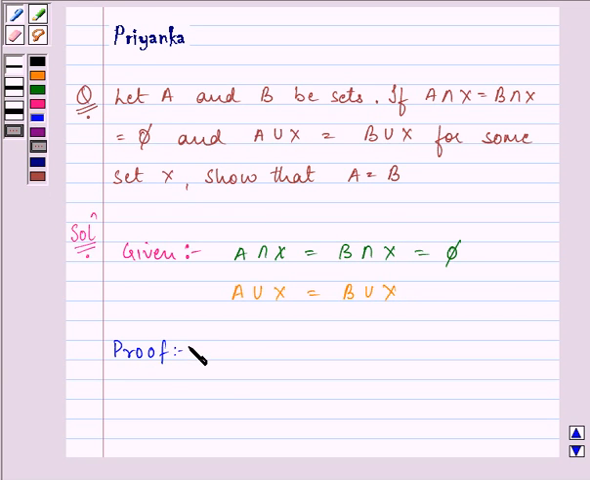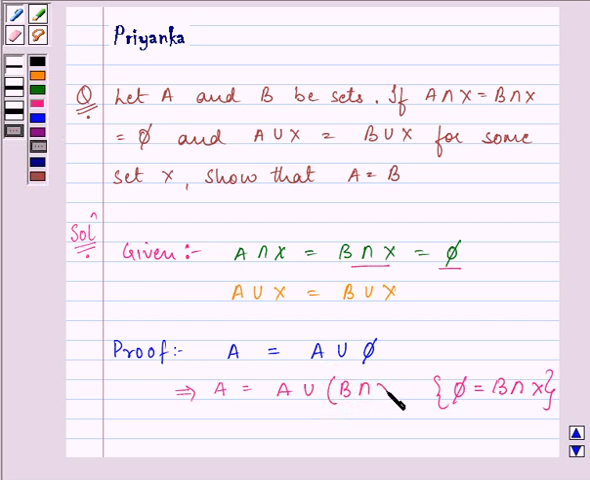Let's start with our proof. Now, we can write set A as A union phi, right? We can write it down like this. Now, we can say A is equal to A union, and in place of phi, we can write B intersection X, because it is given that phi is equal to B intersection X. It is given to us in the question and we are just making use of it.